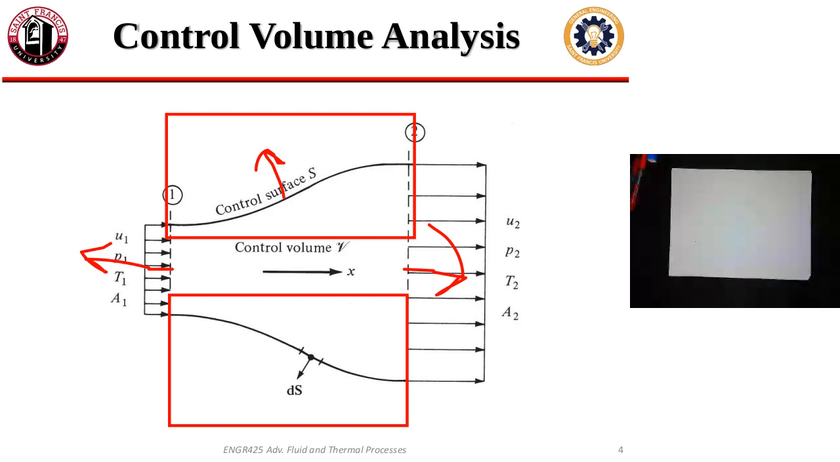Let's try this again. So let's rewrite our area Mach number relation here.